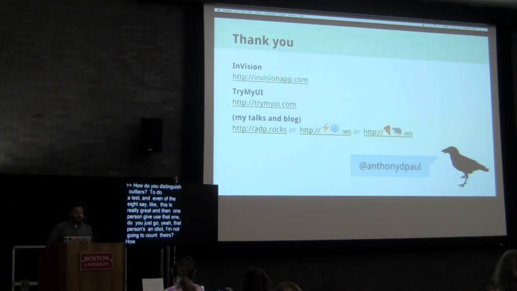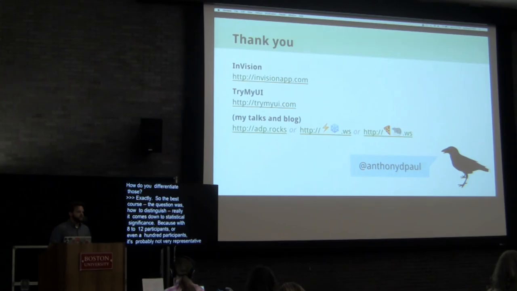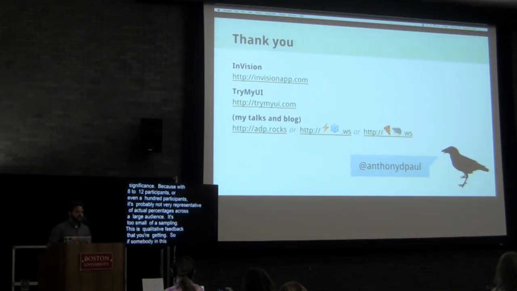Exactly. The question was, how do I distinguish? Really it comes down to statistical significance. With 8 to 10 or 8 to 12 participants, or even 100 participants, it's probably not very representative of actual percentages across a really large audience. It's too small of a sampling. This is qualitative feedback that you're getting. So if somebody in this group is seeing something, there is a chance that they are the only person in the world who will have that problem. But more likely than not, if one person finds something, it's actually a pretty high probability that it is a much larger issue. But you want to ideally measure that against some kind of quantitative information as well.